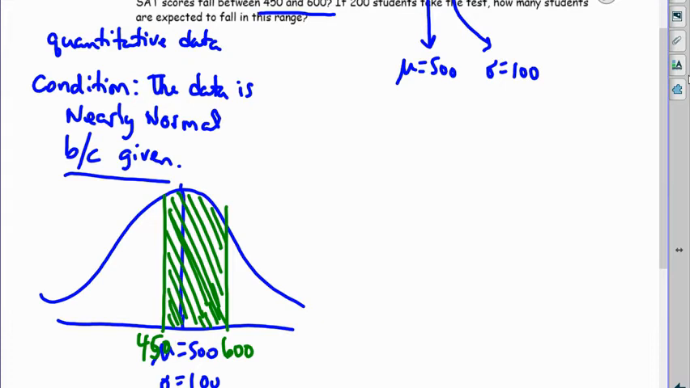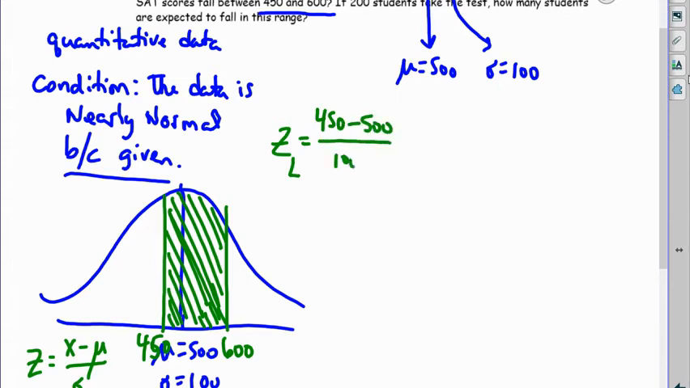And now I need to find my z-scores. My z-score for the left side, which was the 450. Recall your formula for z-scores is x minus the mean divided by the standard deviation. So going to my 450 minus the mean divided by the standard deviation.